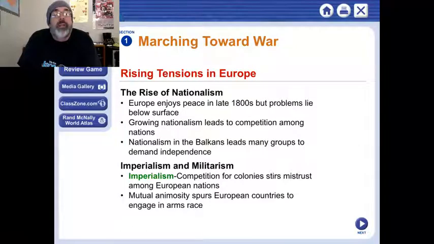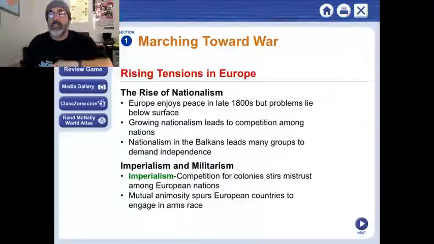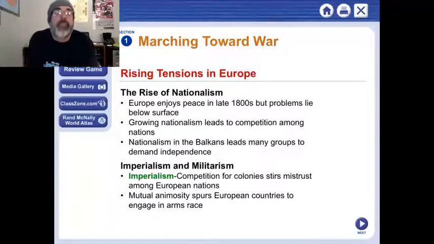Now, here's a word you might not know: animosity. Okay, animosity is hostile feelings towards someone. Okay, it's not hatred, but you don't trust them, and you're not sure what they're going to do, and so you want to make sure that they know not to mess with you. And so that's going to lead to an arms race. An arms race is essentially who can have the biggest military.